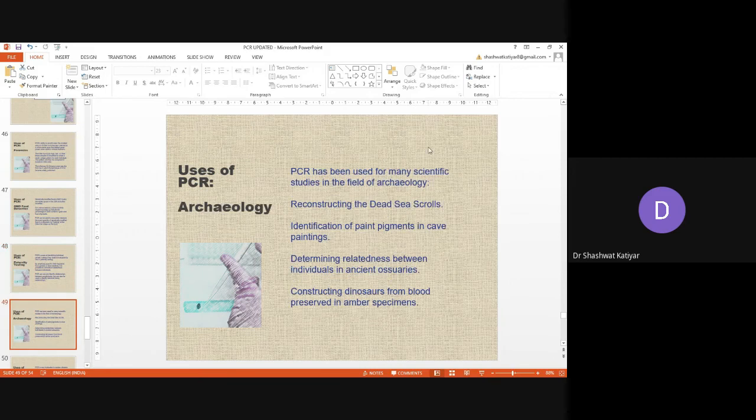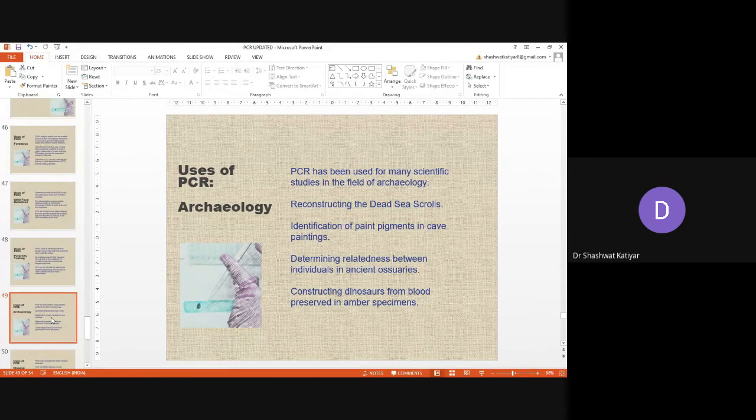In archaeology, PCR is used for many scientific studies. It can help reconstruct the Dead Sea Scrolls, identify the paint pigments in cave paintings, determine relatedness between individuals in ancient Egypt, and reconstruct fossils. It can be used to construct a phylogenetic map with the help of fossil DNA or fossil samples.